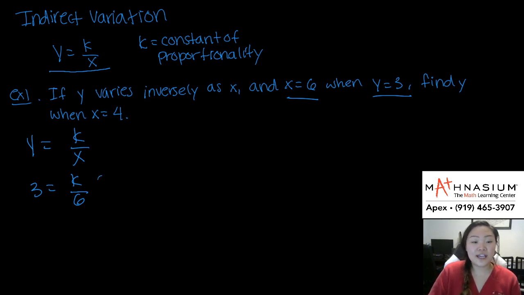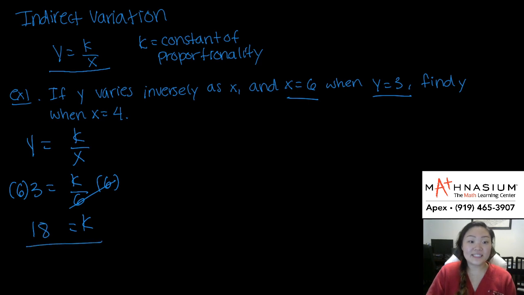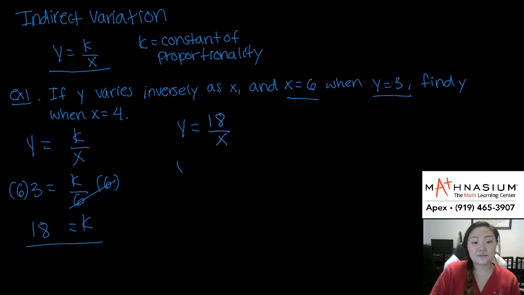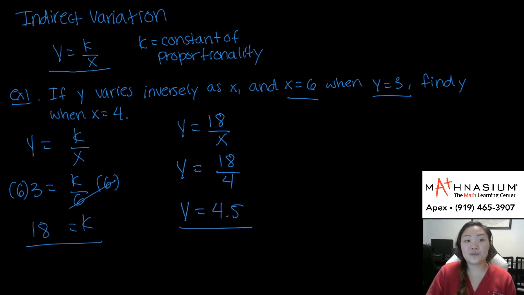And in this case, to solve for k, we're going to want to multiply by 6 on both sides so that we can cancel this out of the denominator, and k is going to equal 18. So now that we know what k equals, we can plug that into our indirect variation equation. y equals 18 over x. And we can plug in x equals 4 so that we can solve for y when x equals 4. So y is going to equal 18 divided by 4, which is 4.5. So that's how we'd solve one of these types of indirect variation problems.